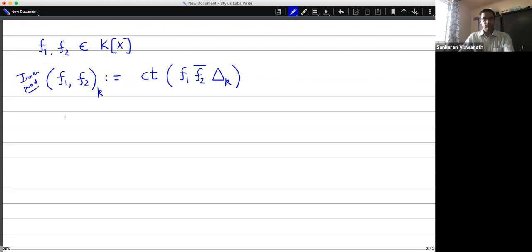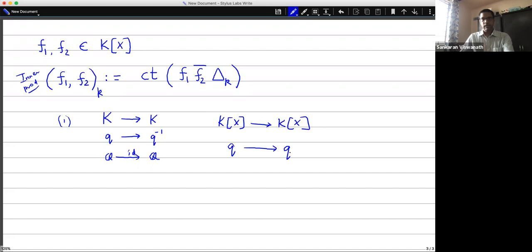So first, what's the bar? That's where I need this. Firstly, on this field K, I have the following involution: I just send q to q inverse, and I send the rational numbers to themselves as identity. And on the group algebra itself, on K_x, the bar denotes the following involution: the scalars map under this involution as above, and the basis elements x to the mu map to x to the minus mu.